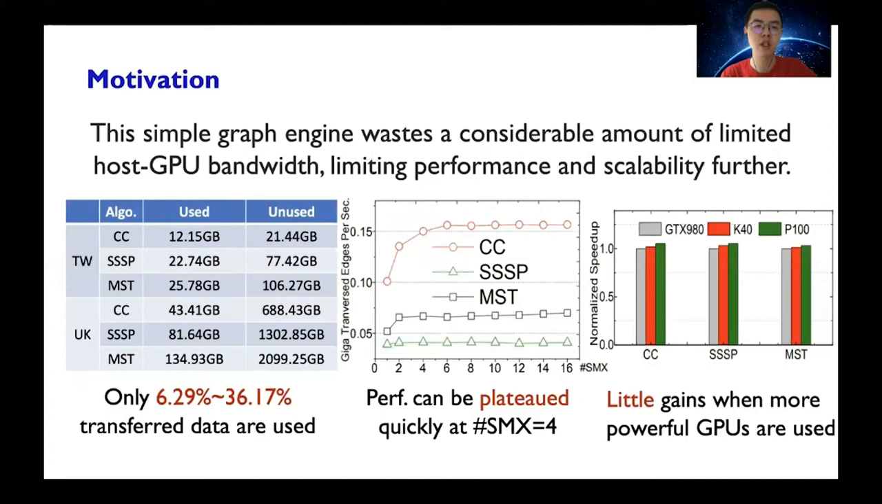Consequently, we see that the performance of Graphie for each graph algorithm plateaus as soon as the number of streaming multiprocessors equals 4. However, mainstream GPU accelerators usually have far more than 4 streaming multiprocessors. For example, NVIDIA Tesla K80 has 26 streaming multiprocessors, while P100 has been integrated with 56 streaming multiprocessors. Moreover, we also run 3 algorithms on a large graph on a PC with 3 generations of GPUs. We see little performance gain when increasingly more powerful GPUs are used. Thus, there is a significant gap between the poor preparation of data and the high-speed computation of GPU.